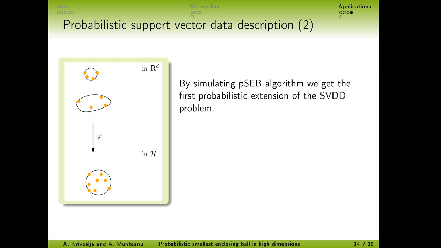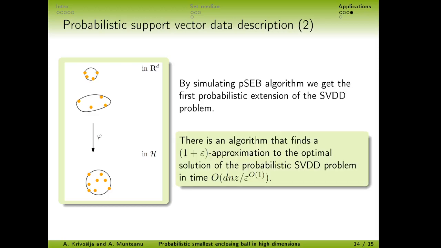But now, by simulating our PSEB algorithm in H and computing the centers and the distances only implicitly, we get the first probabilistic extension of the SVDD problem. We state that there is a 1 plus epsilon approximation algorithm for the probabilistic SVDD problem with time linear in D and N and polynomial in 1 over epsilon. The exponent is slightly larger than for the PSEB problem.